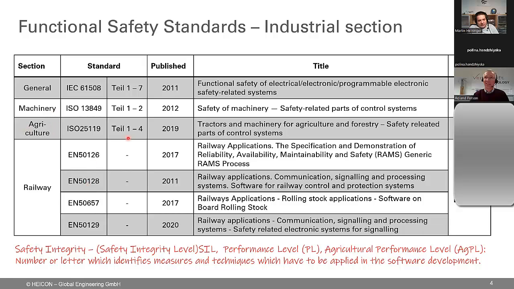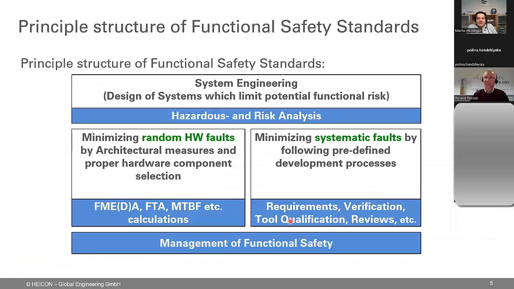In agriculture, 25119; in railway, actually there are 4 standards. We are focusing on 2 of them, as we're also focusing on 6158, not on all 7 parts. We are focusing on the software part, and the software in railway is in 50128 and 5657. 50128 is for signaling, 5657 is quite new. In the safety 2017 is quite new there. The rolling stock applications. Yeah, that's about that.